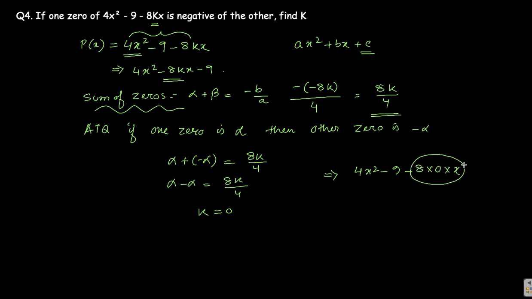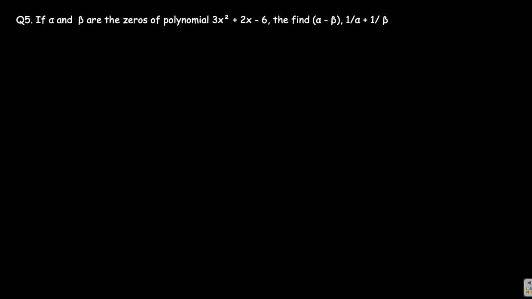That means the polynomial is 4x square minus 9 minus 8 into 0 into x. It doesn't have three terms, ax square plus bx plus c. It is only two terms, that is ax square plus c. But obviously, as its highest power is 2, it is a quadratic polynomial. So if you write the polynomial, it becomes 4x square minus 9. Okay, I think you got my point.